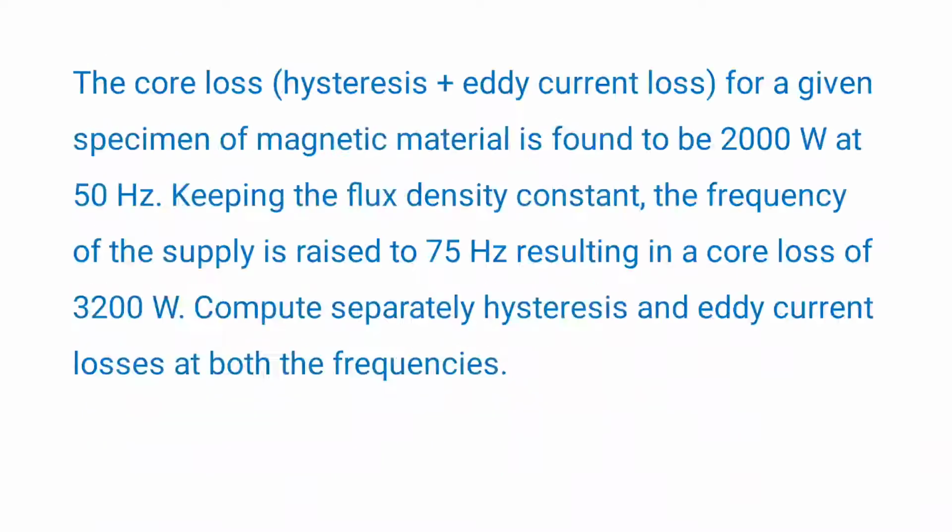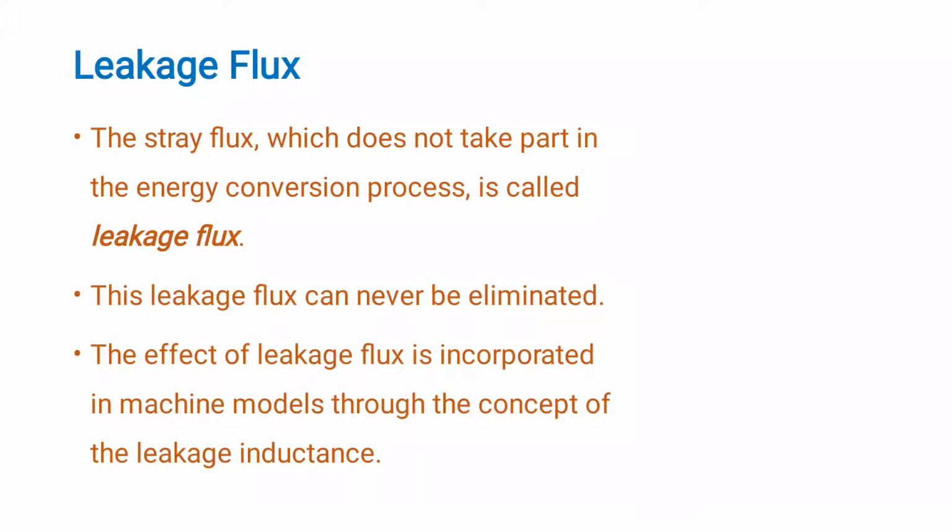So we have discussed the two main losses, hysteresis loss and eddy current loss. The next loss is the leakage flux. What is leakage flux? It is the flux that leaks into the air gap, the stray flux which does not take part in the energy conversion. It will not be converted into electrical form. This flux can never be eliminated.